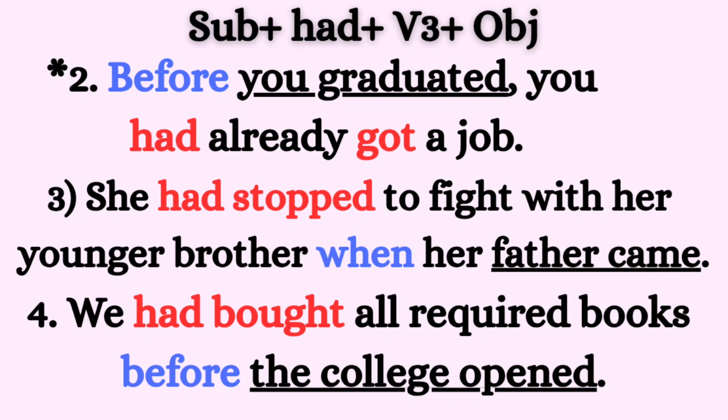And one more thing, when we have two completed actions in the past, if you want to specify which action happened first, then use past perfect tense for the first action. For the second action, use past simple. This is the rule. And you can use past perfect tense at the beginning or at the end. At the end of the day, you have to convey the message, right? We will see another 2 to 3 examples.